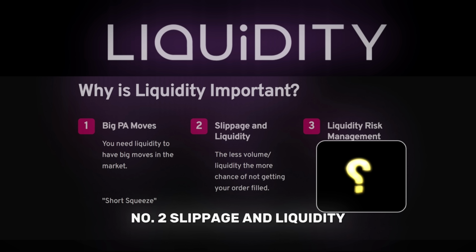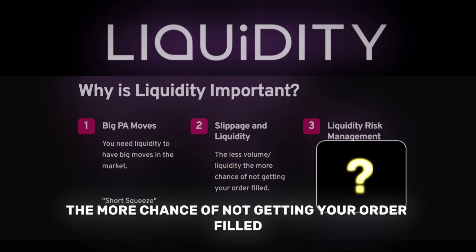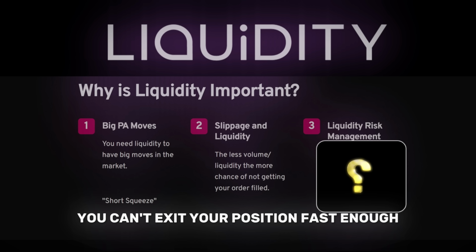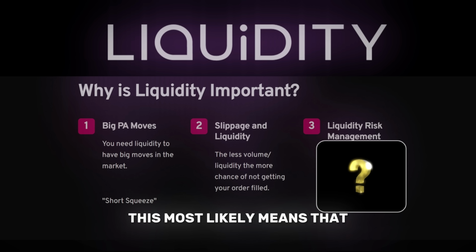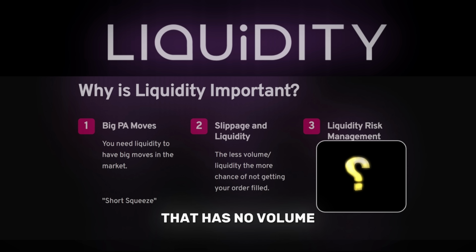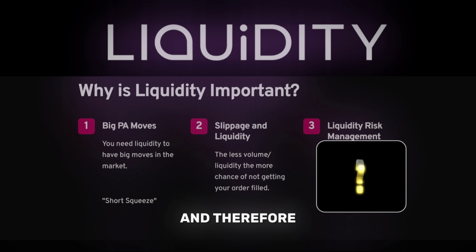Number 2, slippage and liquidity. The less volume and liquidity, the more chance of not getting your order filled. If you've been trading for a while and sometimes you can't exit your position fast enough on the bid or the ask, this most likely means that you're trading an option contract or a stock that has no volume. Because of this, no one else is looking to buy that stock and therefore you're not getting filled.